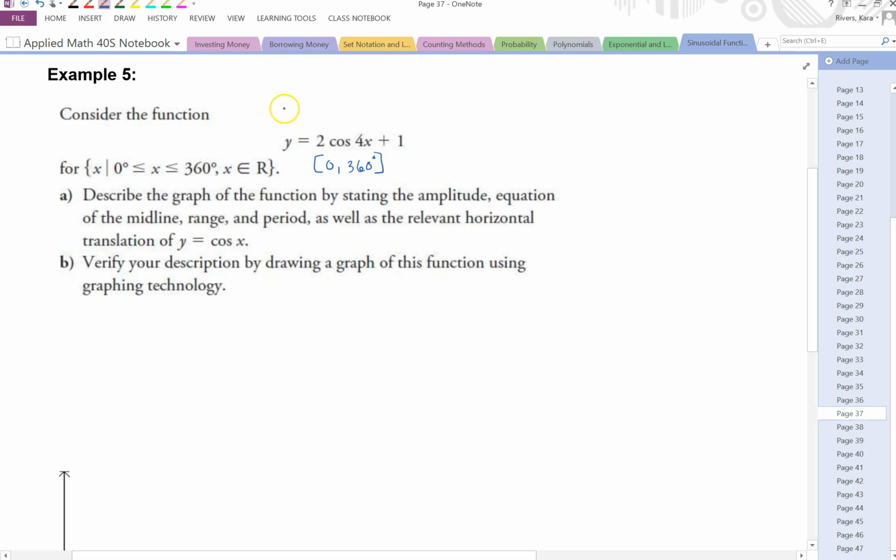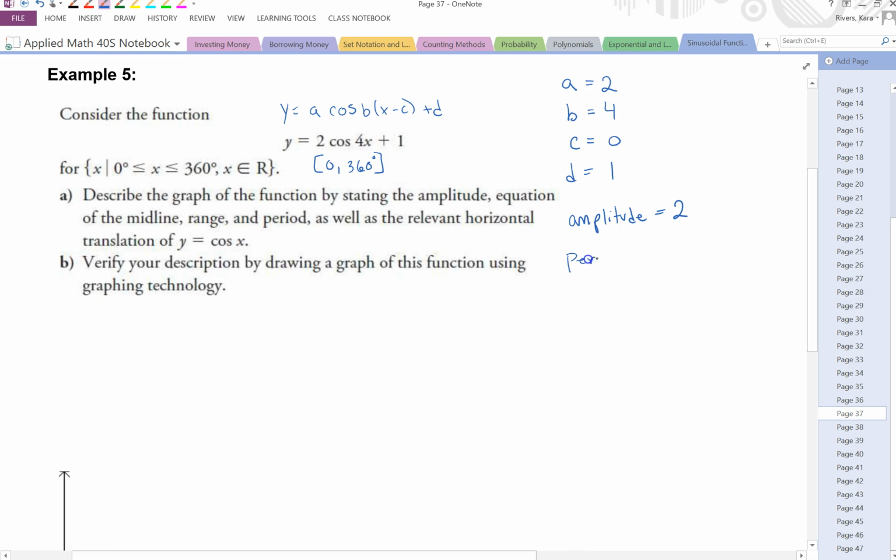So we can see, because this is y equals a cos of b times x minus c, plus d, that our a value is 2, my b value is 4, the c value is 0, and my d value is 1. Okay? So what does that tell us? Well, because a is equal to our amplitude, that means that our amplitude is equal to 2. My b helps me determine my period.